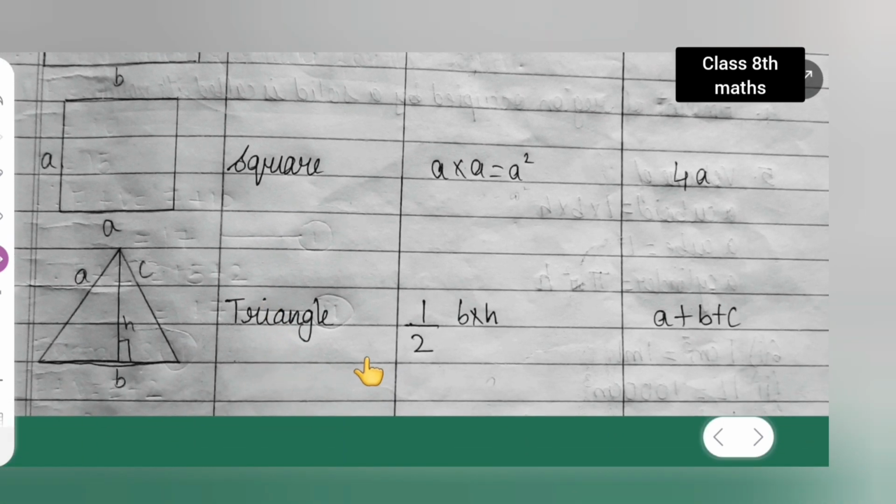Now let us see the triangle. Here a is given, c is given, height is given, and b is given. Let us see the area of this triangle. The area of the triangle is half into base b into height. And what is the perimeter of this triangle? a plus b plus c.